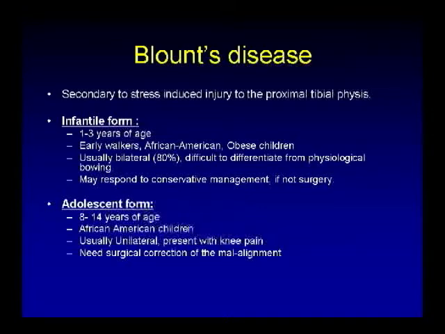However, the prognosis is better and it responds to conservative management. Whereas the adolescent age group usually is unilateral, does not present as an alignment abnormality, it presents as knee pain, and it requires surgical correction because remodeling is almost impossible at the age of 8 to 14 years. Blount's disease is more common in the African American population as compared to Caucasians.